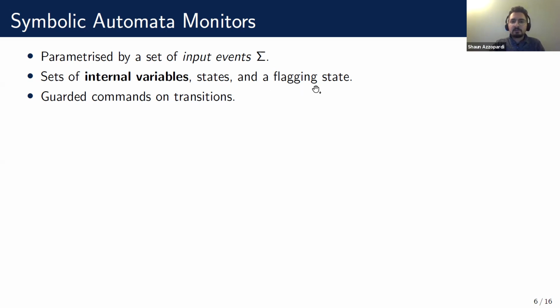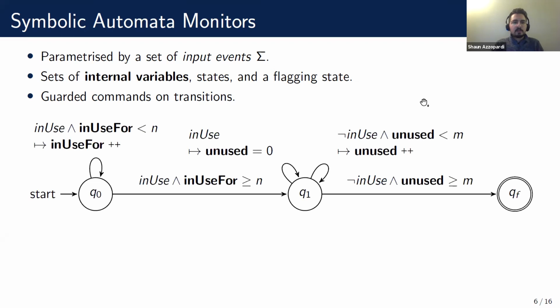We have a finite set of states, and we have a flagging state, a special state, which is essentially a finite state, but with a difference. And the transitions will have guarded commands. So a symbolic automaton looks like this. This is encoding the trigger property I mentioned before, about checking that the room has been in use for n time steps. Here we have a guard over an environment proposition and the internal variable. So we are keeping a counter for how long the room has been in use. When it has been in use for more than n time steps, we are going to start counting how long the room has been unused for. And when it has been unused for n time steps, we are going to reach the flagging state and trigger the obligation.